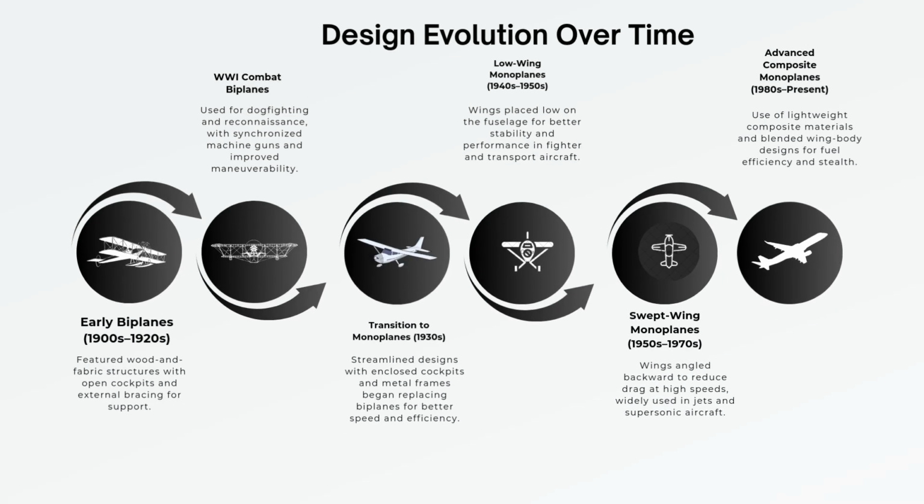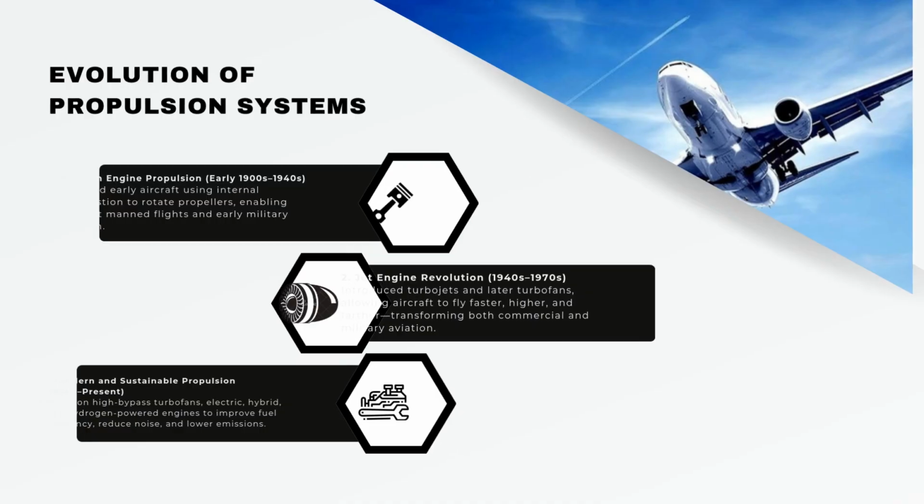Design evolution over time. In early times, biplanes were made from wood and fabric. During World War I, they were used in combat and had better control. By the 1930s, monoplanes with metal bodies became more common. Over time, designs improved. Low-wing monoplanes came in the 1940s, swept wings in the 1950s, and composite material aircraft from the 1980s onward.